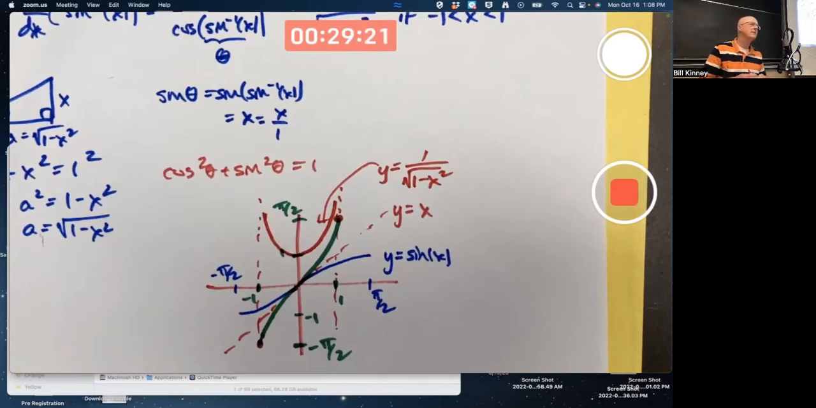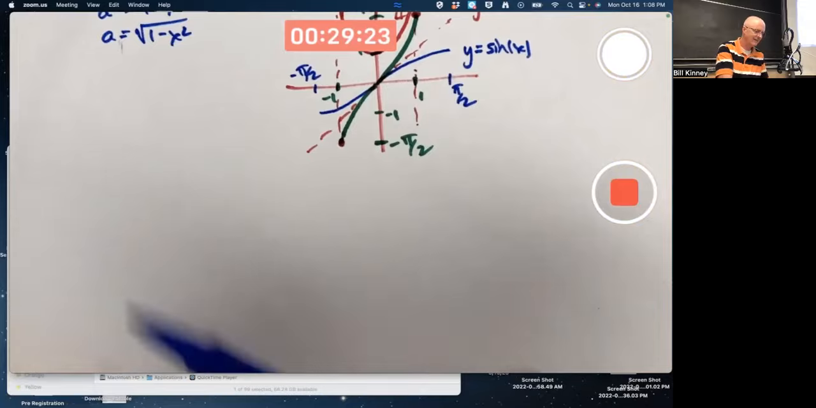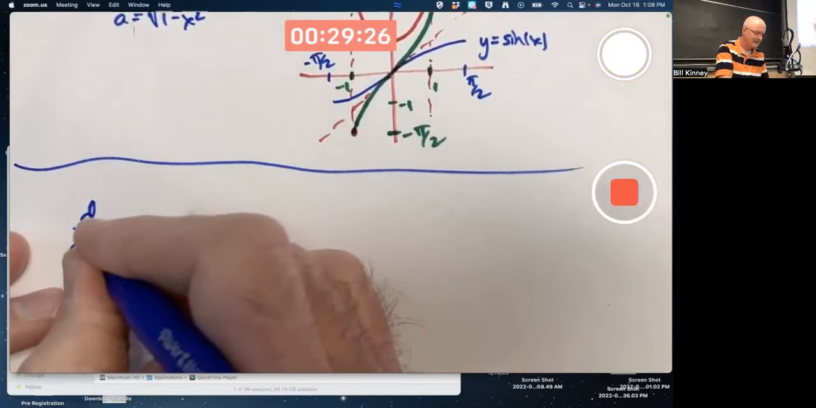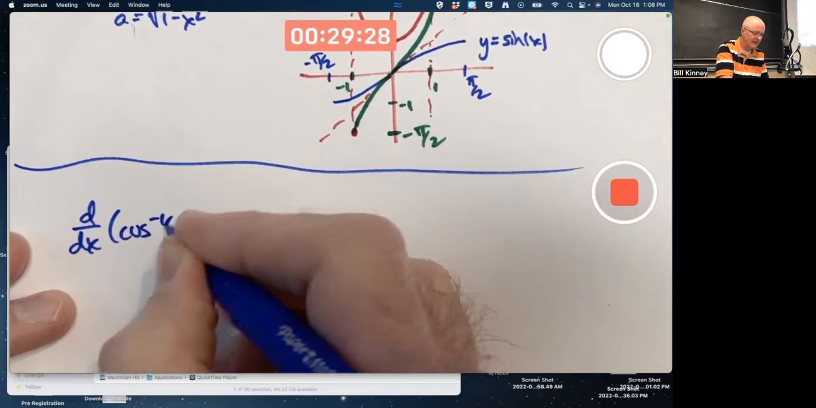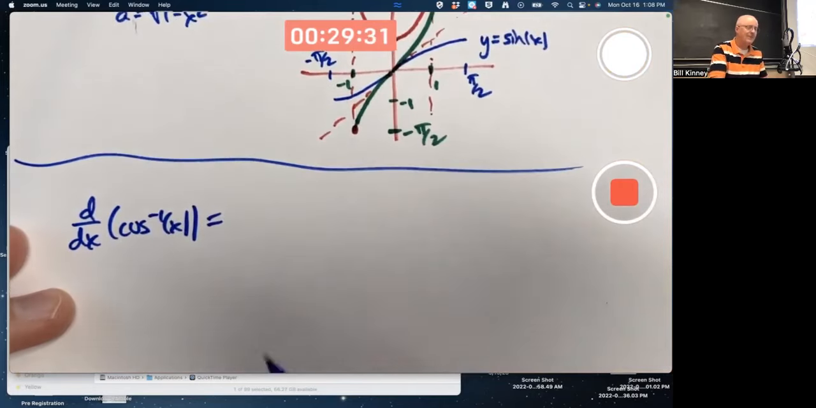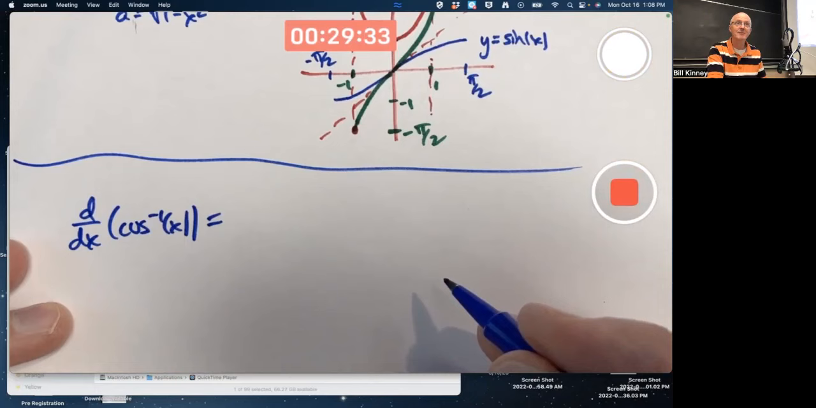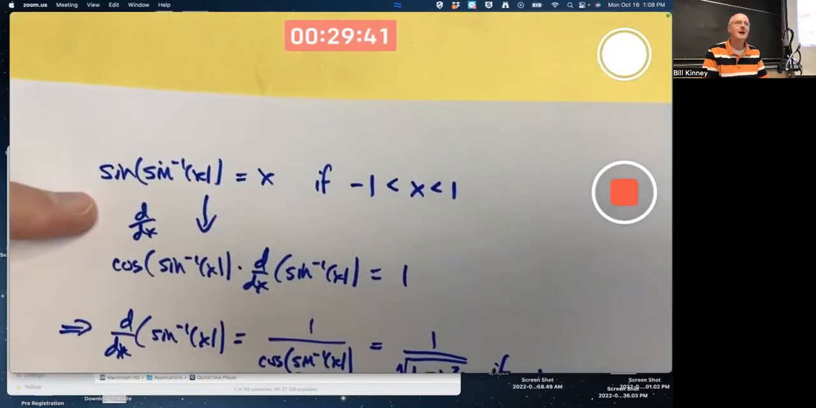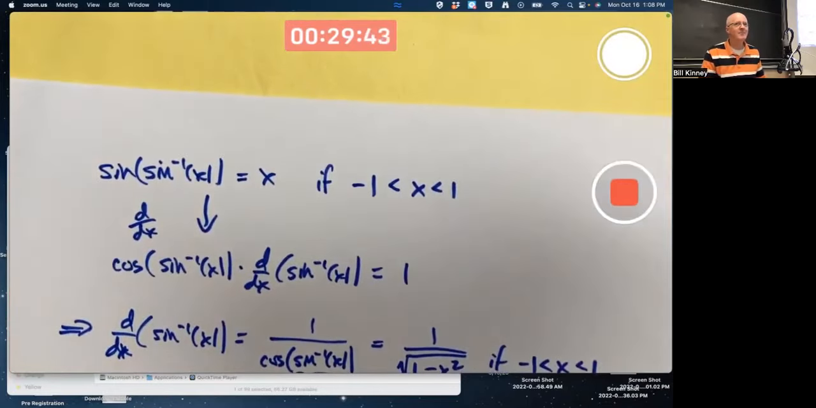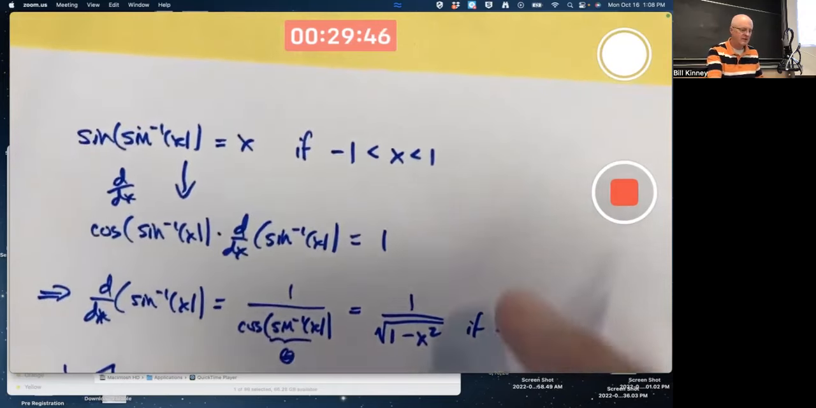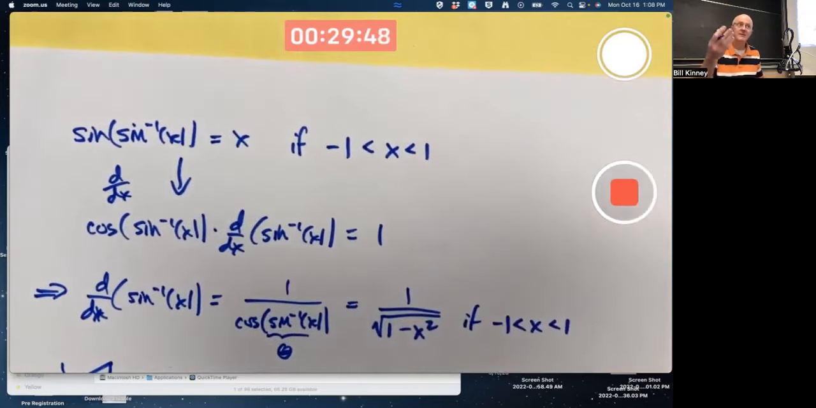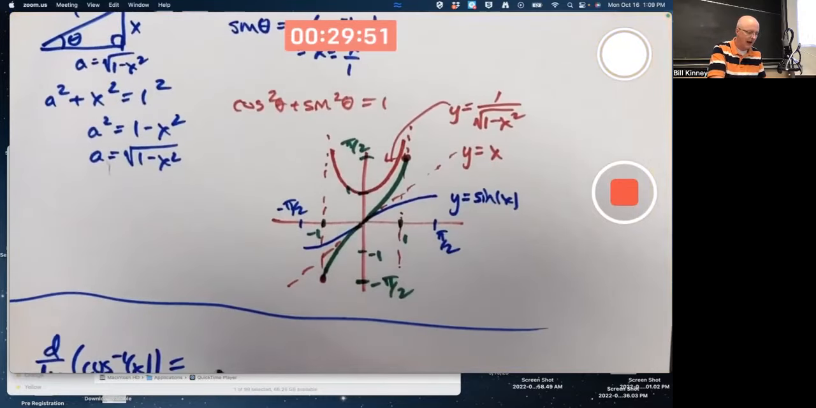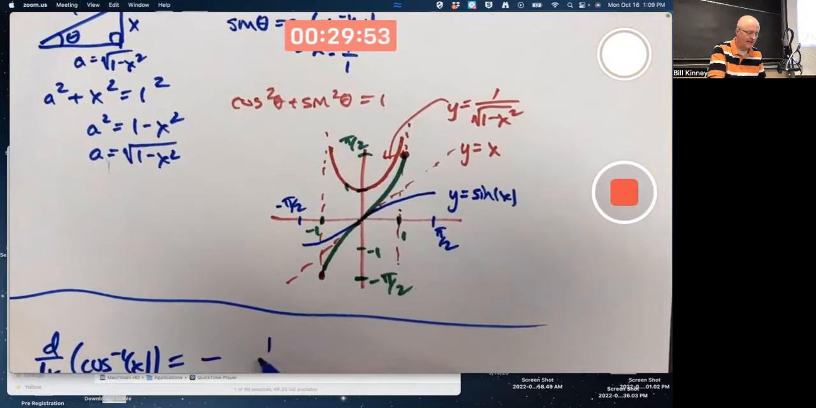What about the inverse cosine function? What's the derivative of the inverse cosine function? I'm not going to derive it from scratch. Maybe I'll make that an exercise for you to do. Same kind of derivation as here. Technically, the values of x for which it's true is negative 1 to 1, but the actual range of the inverse cosine function is different. Anyway, I'm going to let you know that it is negative 1 over square root of 1 minus x squared.